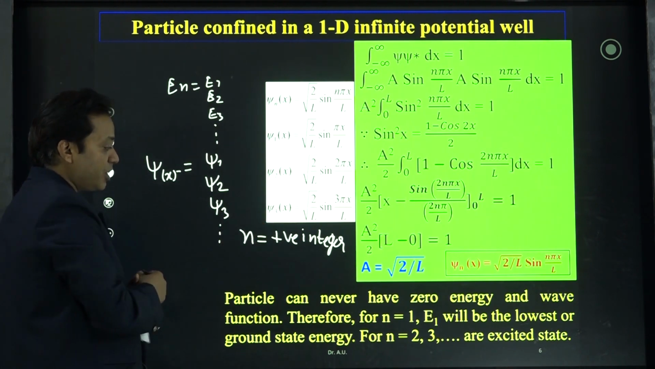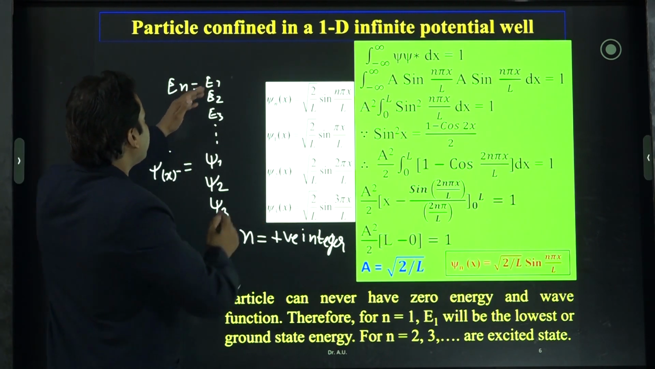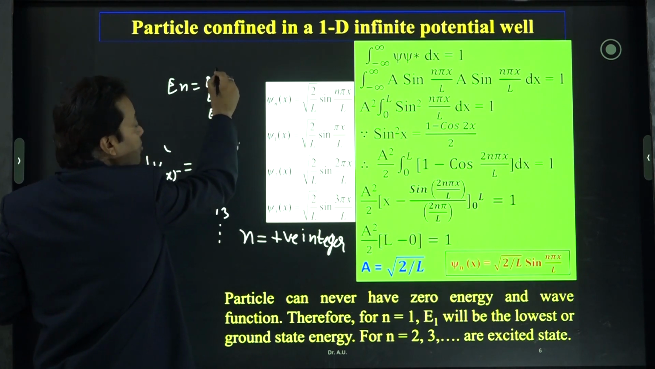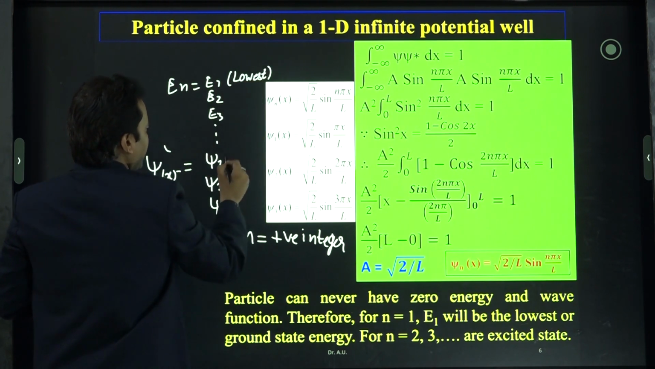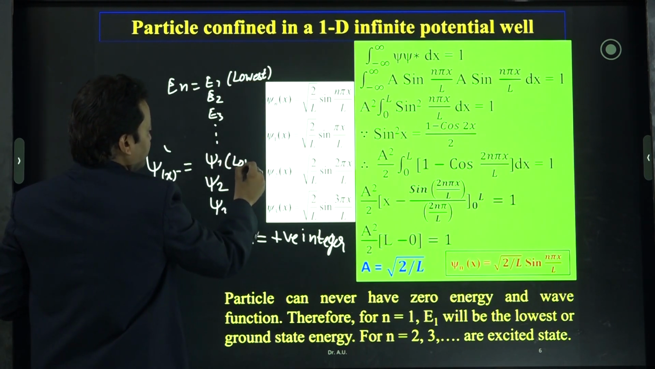Therefore we have the ground state energy, this is called E1. This is the lowest energy, and this is also the lowest wave function.